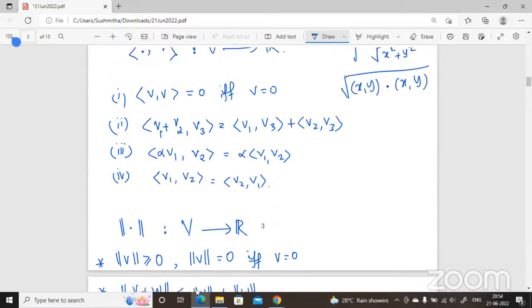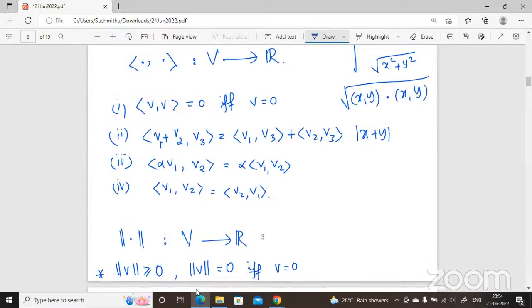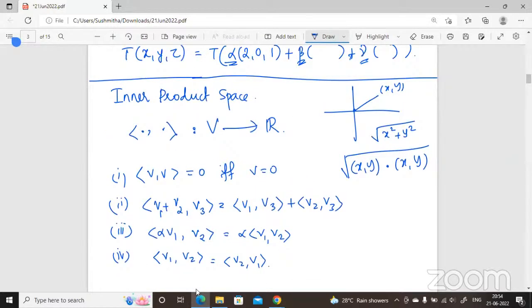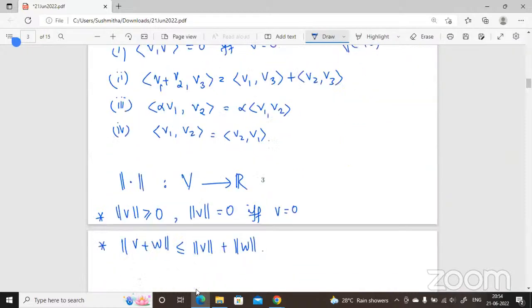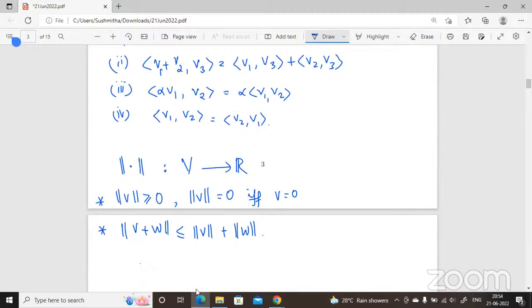Yes, we have that mod of x plus y is less than or equal to mod x plus mod y, right? Yes, ma'am. If you take any two vectors and add them, it's going to be the third side of the triangle, right? So the length of the third side is always less than or equal to the sum of the lengths of the other two sides.